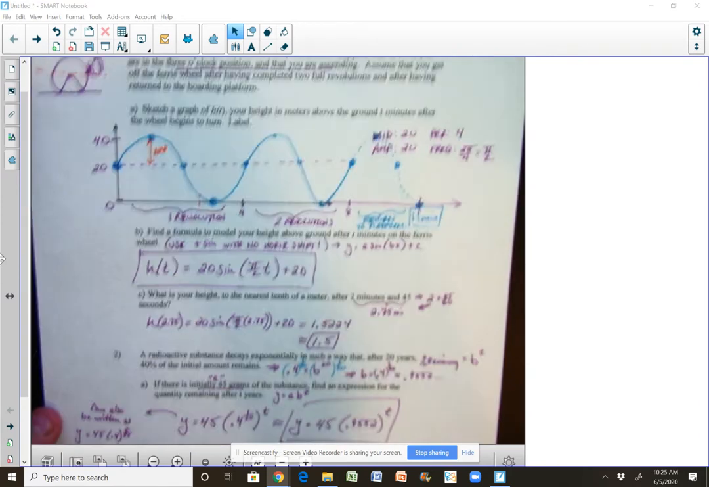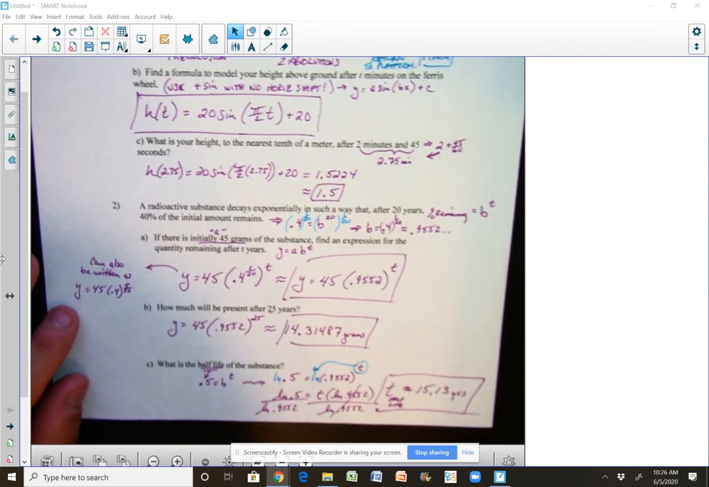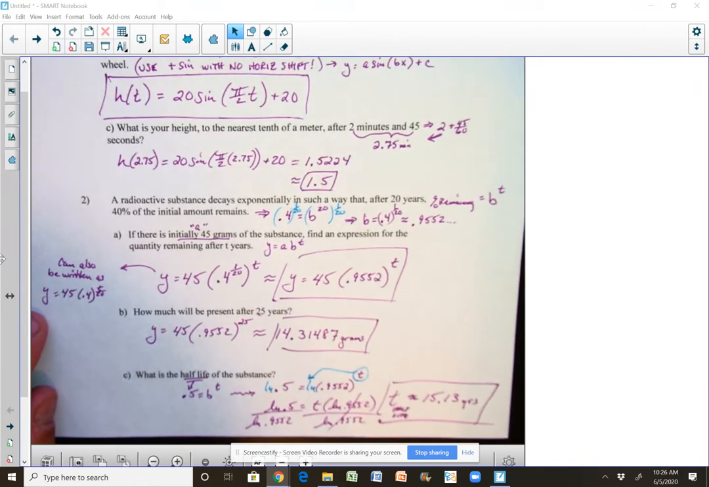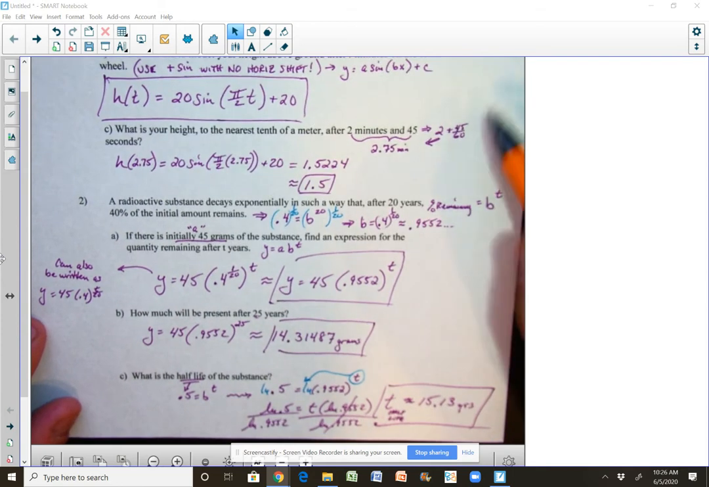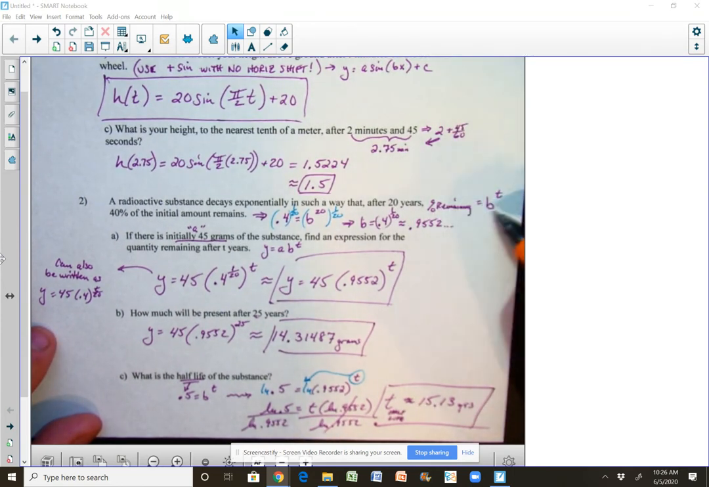All right, then we go down to question number 2. Here's your exponential functions question. So we've got radioactive decay. So remember, for all exponential expressions, you can say the percent remaining is equal to b to the t. That's a good place to start to get the effective annual rate of change, whether it's increasing or decreasing. This one is decreasing.